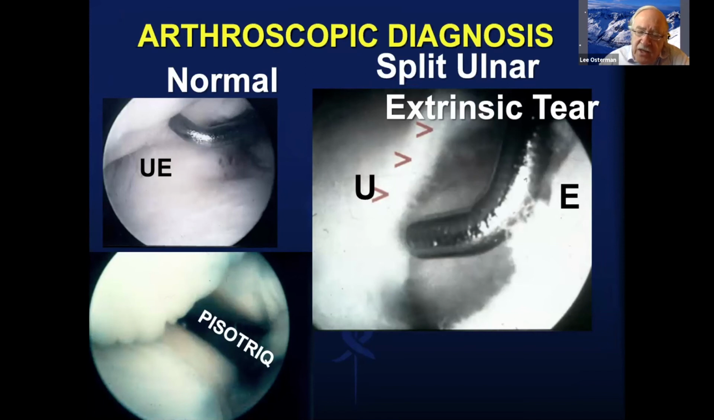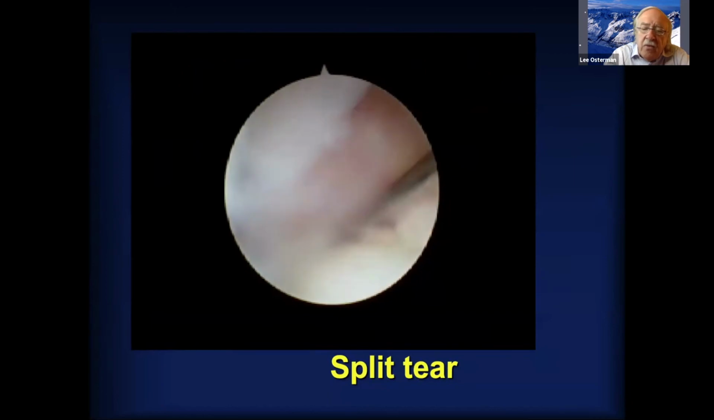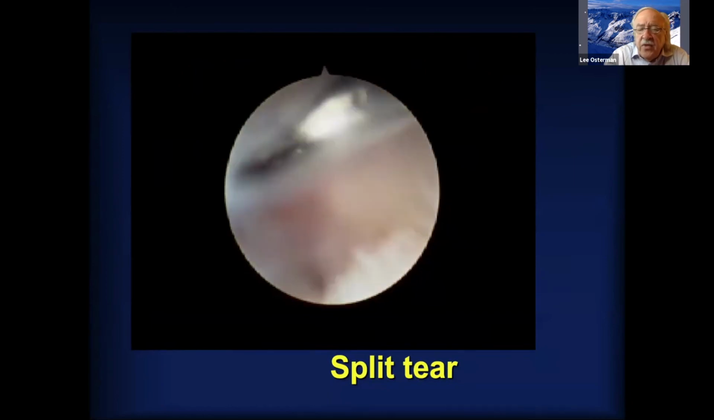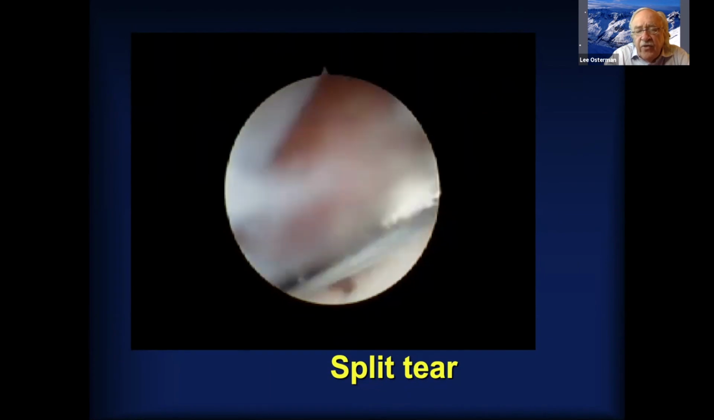And from the pisotriquetral recess, you should not fall, as we see on the lower left, directly into the pisotriquetral joint. So here we have a patient with a split tear. We're looking from the radial side of the wrist. The probe is down in the 6R.